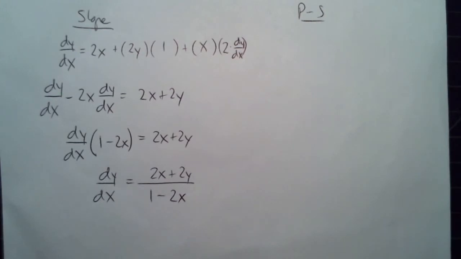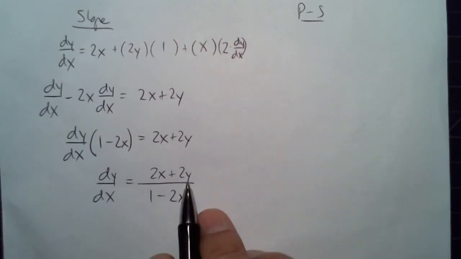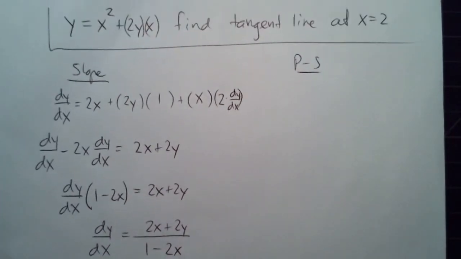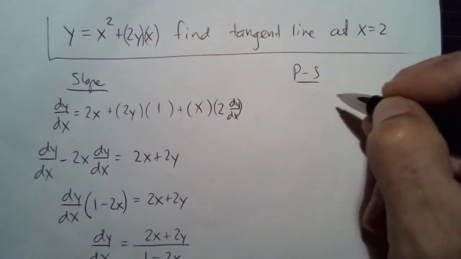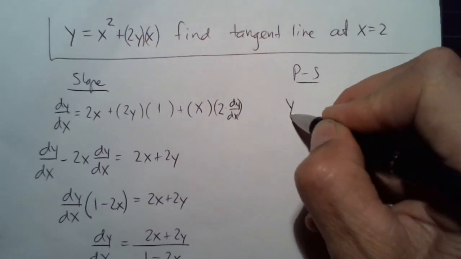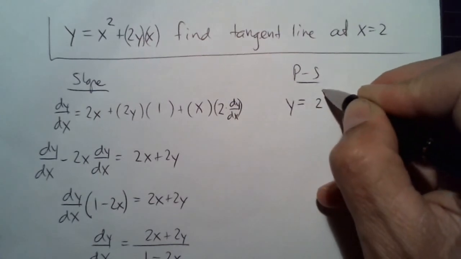We also need to find a y value at 2. This requires that we know the y value. We don't know the y value yet. We will need the y value when x equals 2. Let's just look over here. Let's solve for y when x equals 2.